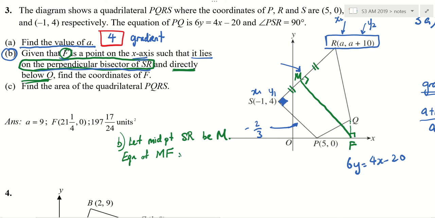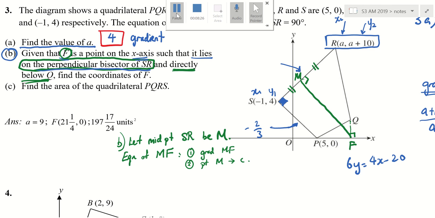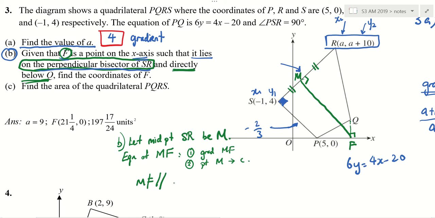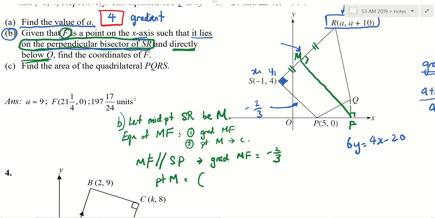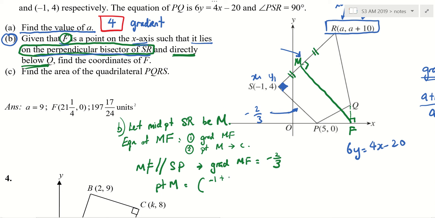So what do you need? Number one, you need the gradient of MF. Number two, you need a point on it to find the c. MF is parallel to SP, which means the gradient of MF is -2/3. Point M is (x1 plus x2)/2. So can you write down: -1 plus what, comma, 19/2, right? So I got a midpoint already.